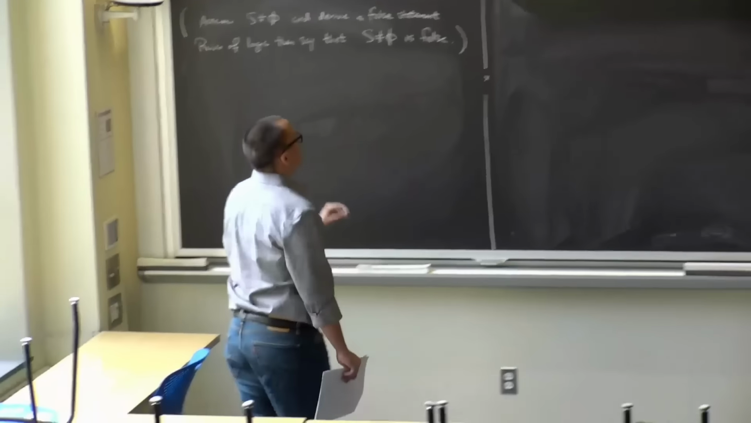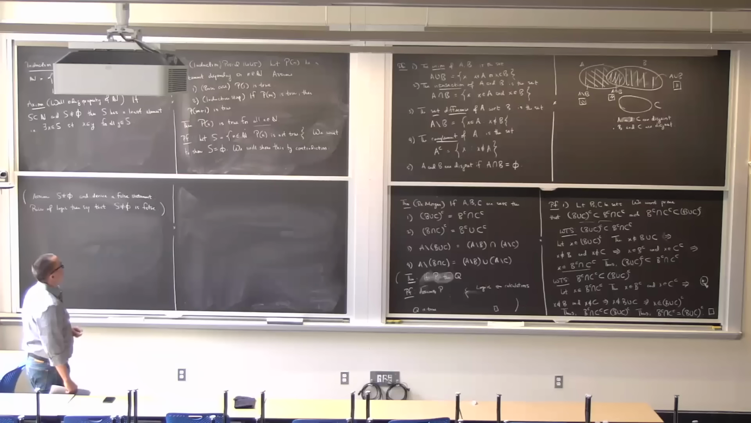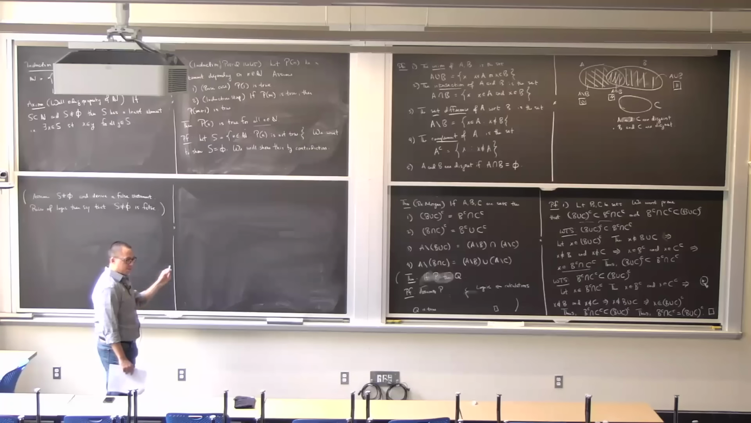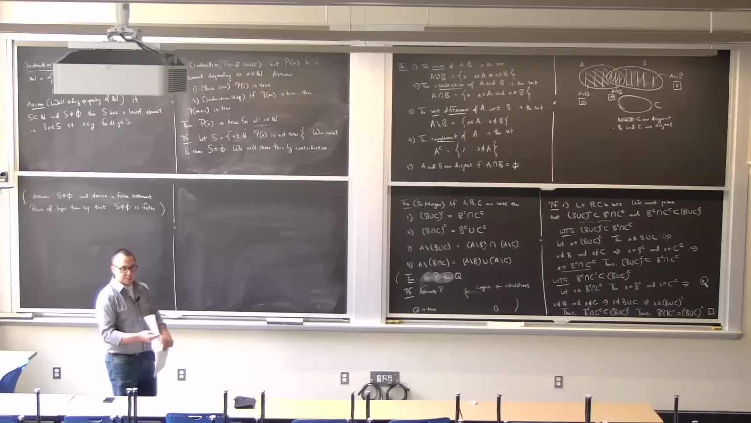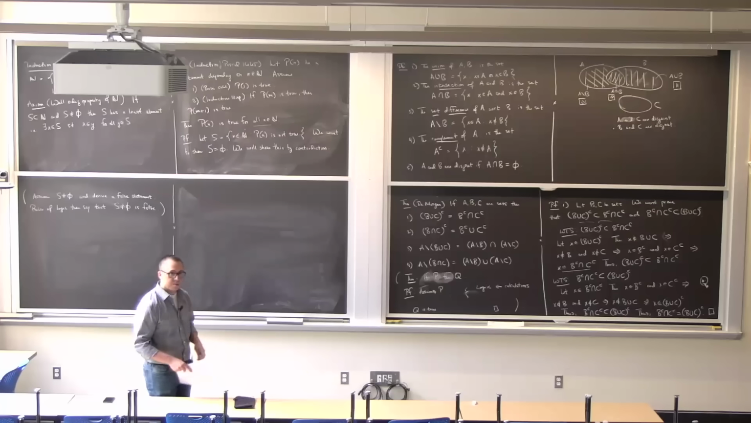Okay, so back to the proof at hand. We have this set of natural numbers where the statement is not true. We want to show it is empty. We're going to do it by contradiction, meaning we're going to assume the negation of the statement we want to prove, namely S is non-empty, and we're going to derive a false statement from that assumption. Okay? And by the rules of logic, that means that our initial assumption that S is non-empty is in fact false. Okay?